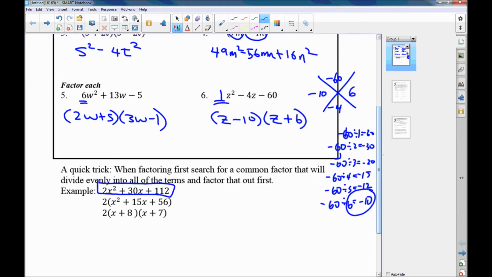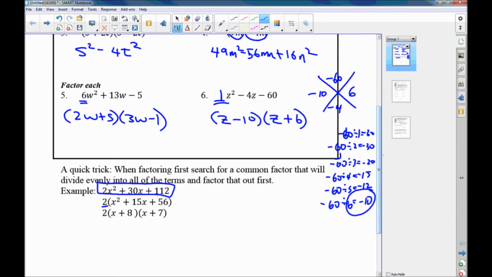So obviously all the numbers are even, so 2 divides evenly into all of them. So the first thing I'll do is just divide the 2 out. So undistribute the 2. That leaves behind x squared plus 15x plus 56. Now this is much easier to factor because now I'll have a leading coefficient of 1. And this trick will always help shorten the problem, make it easier for you.